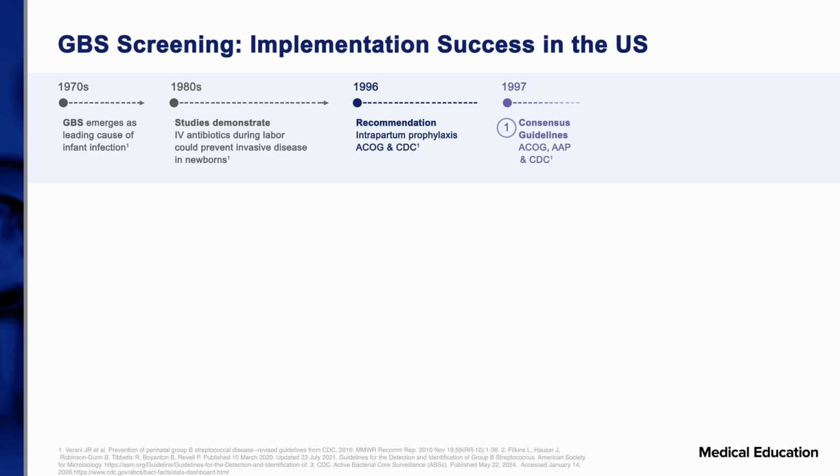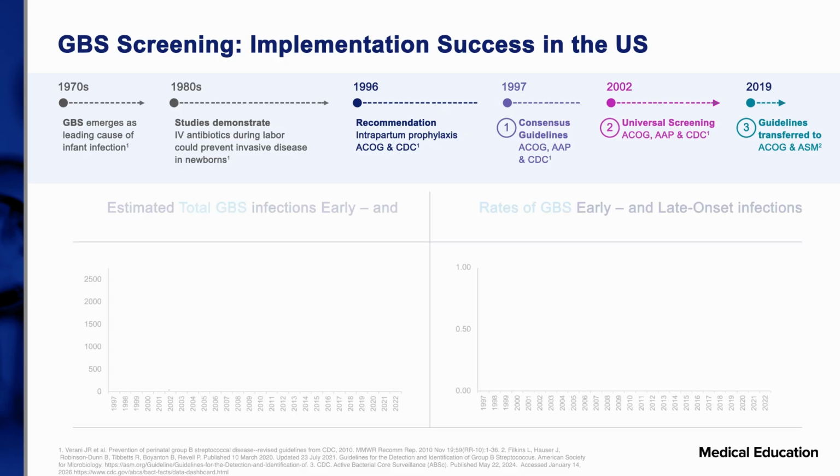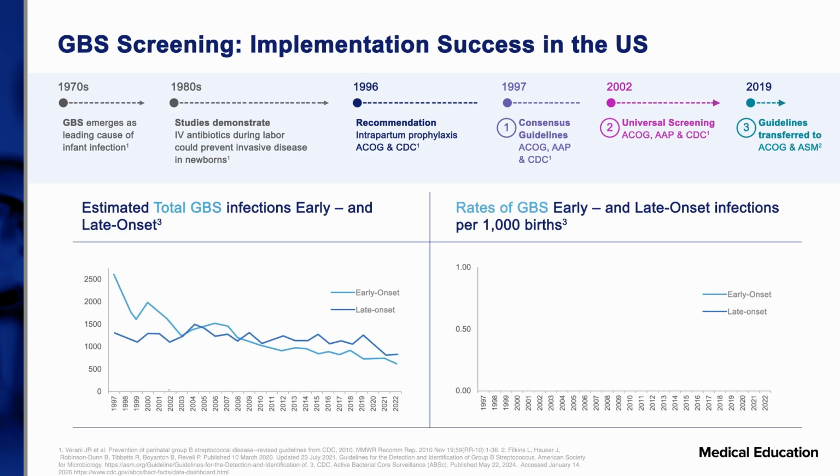You can look at the graph on the left, which is total group B strep early and late onset infections. You could see that the light blue line is early onset. And you could see from 1997, when the consensus guidelines were put in place, to 2002, when universal screening happened, you started to see a drop, but that drop really happened precipitously between these two events. The guidelines and then universal screening, which continued to drop.